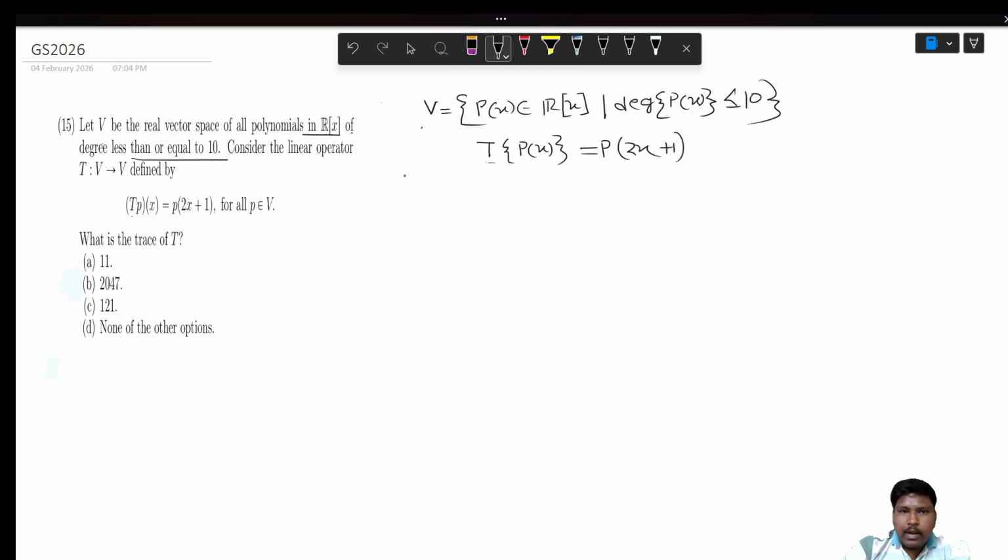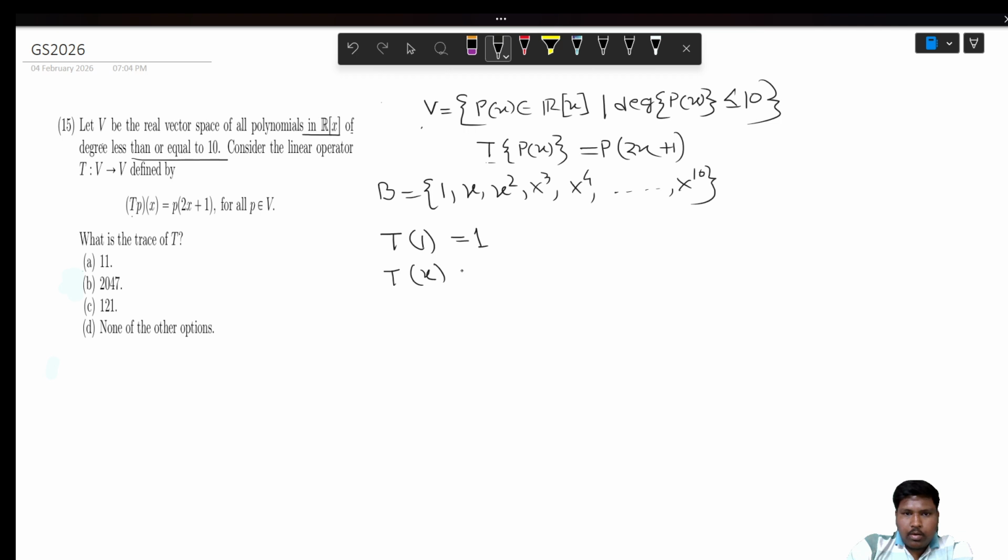So let us take a standard basis. Let the standard basis B be 1, x, x square, x cube, x to the power 4, and so on, up to x to the power 10. According to the given linear transformation, T of 1 is simply 1. T of x is the polynomial 2x plus 1, which is 1 plus 2x.